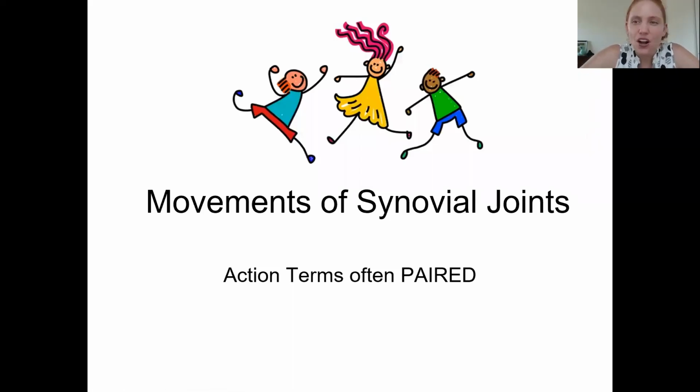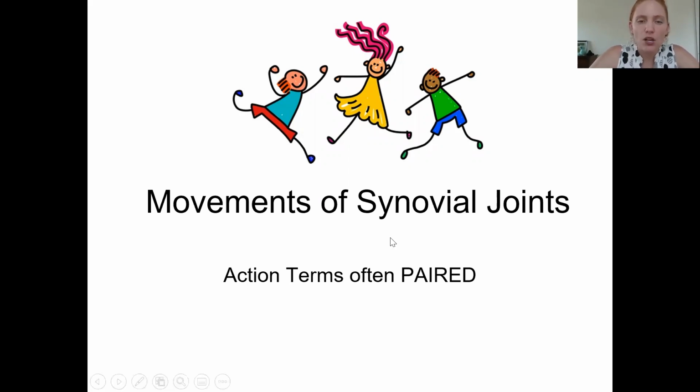Okay, now we are on the second piece of the joint lecture. We already talked about the different ways to classify joints, and now we're going to talk about ways that those joints can move. And as we go along, I'll be talking about some specific joints as an example.